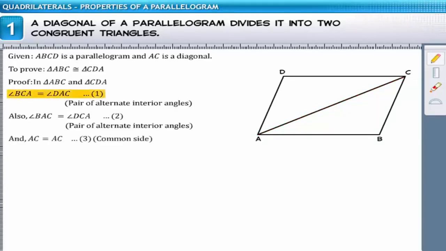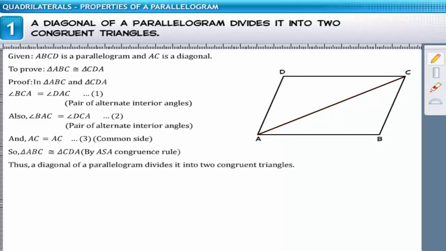Thus, from equations 1, 2, and 3, two angles and the included side of triangle ABC are equal to the corresponding two angles and the included side of triangle CDA. This implies triangle ABC is congruent to triangle CDA by the ASA congruence rule. Thus, a diagonal of a parallelogram divides it into two congruent triangles. This completes the proof.